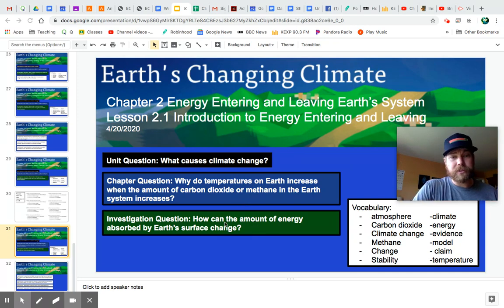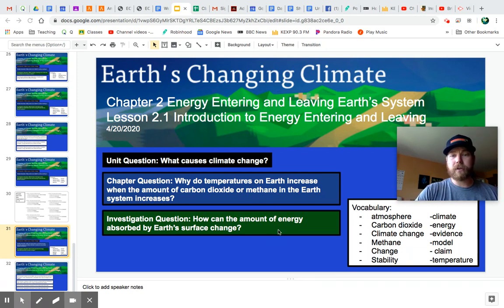Our investigation question today: how can the amount of energy absorbed by Earth's surface change? We did learn that increasing carbon dioxide and increasing methane are going to increase Earth's temperatures as well. But why? Why does that happen? So today, how can the amount of energy absorbed by the Earth's surface change?